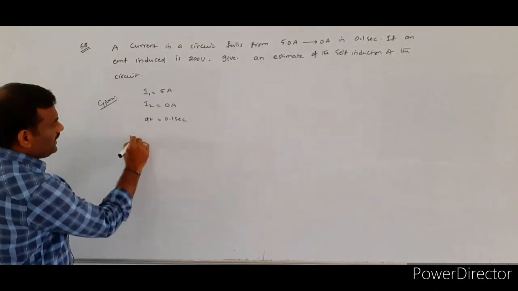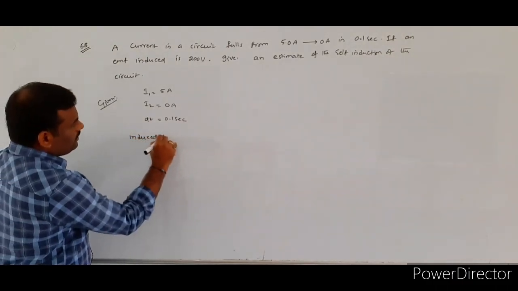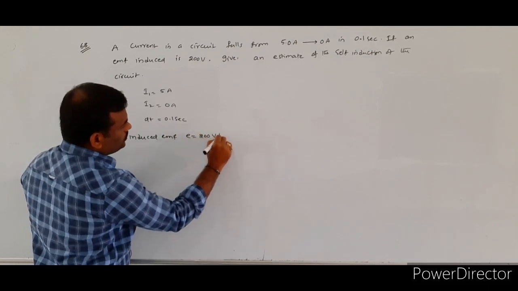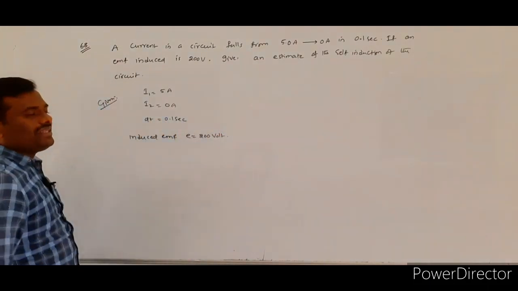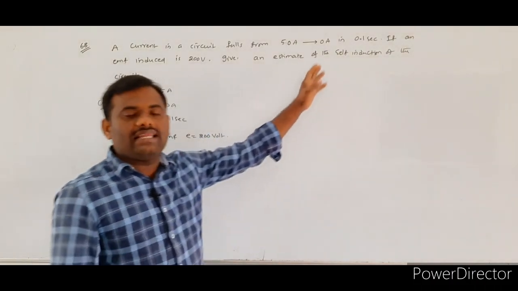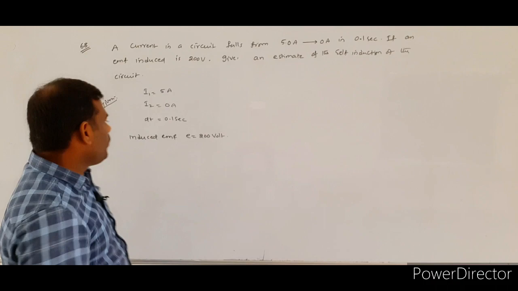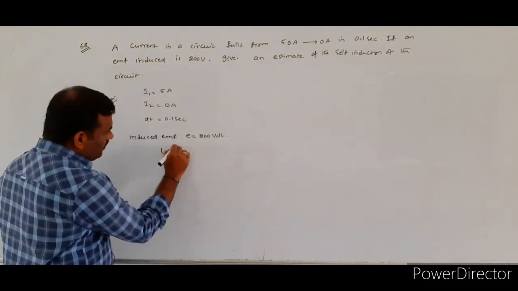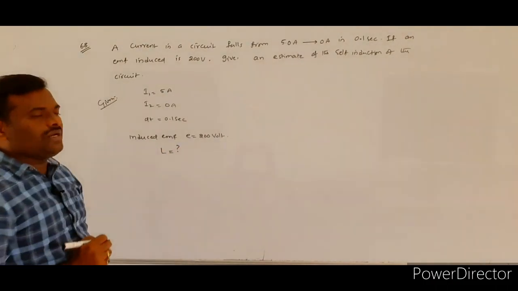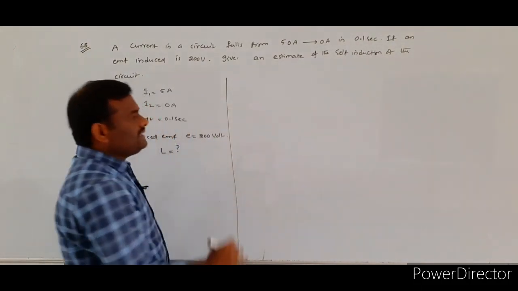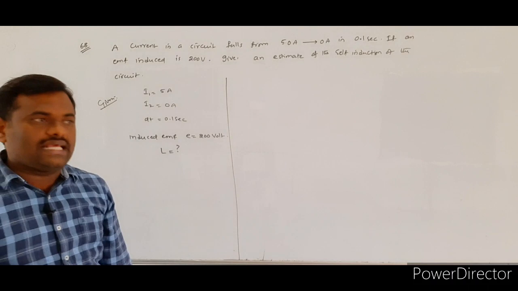So, induced EMF, small e, is equal to 200 volt. What are they asking? Estimate the self-inductance of the given coil. Self-inductance or the coefficient of self-induction is denoted with the symbol capital L. So, this is based upon the concept of self-induction.